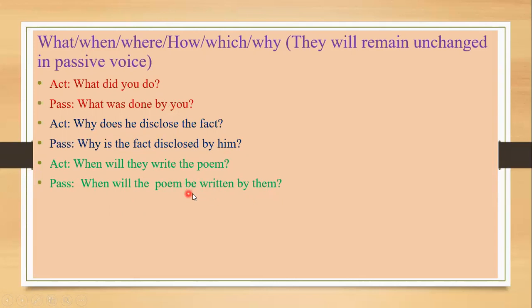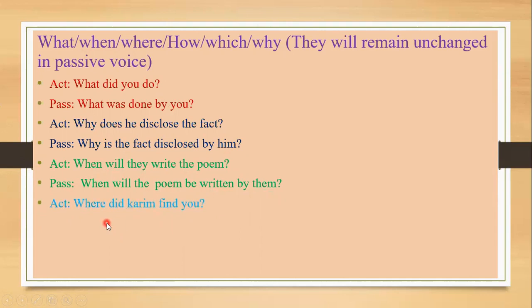This be is the passive auxiliary, because in future indefinite tense, the passive auxiliary be should be used. And the other options are used accordingly: V3, then by, then the subject, where they has been turned into them.